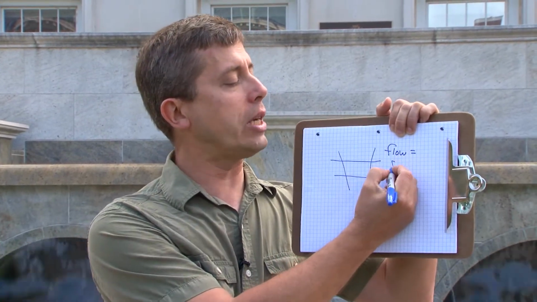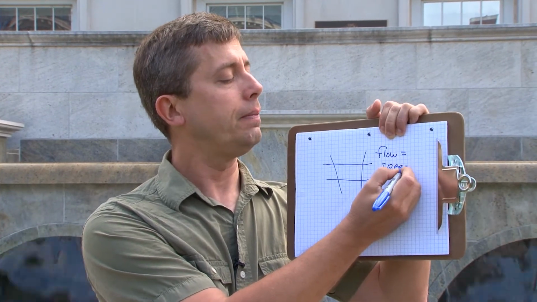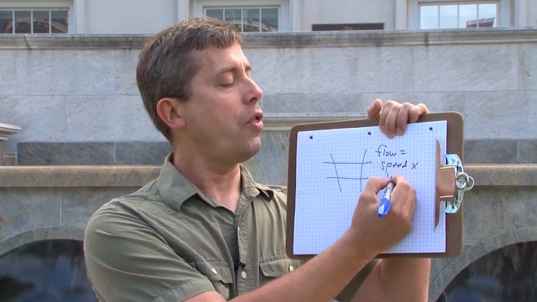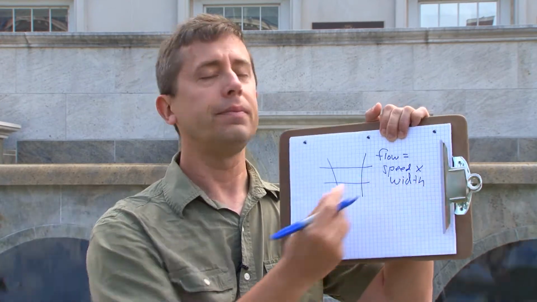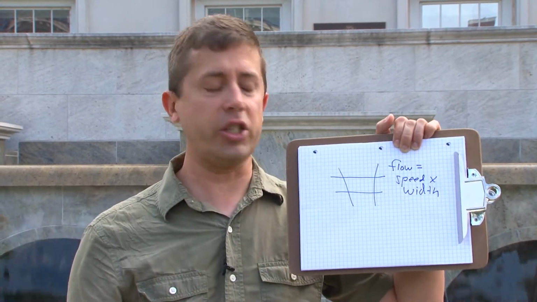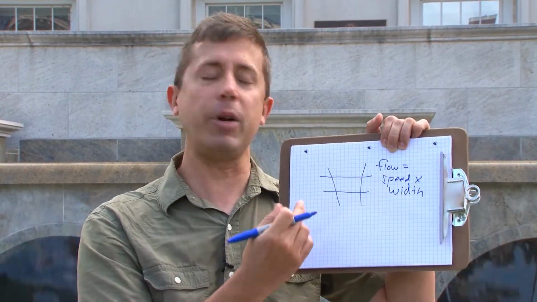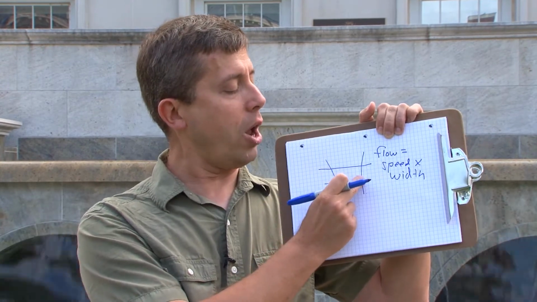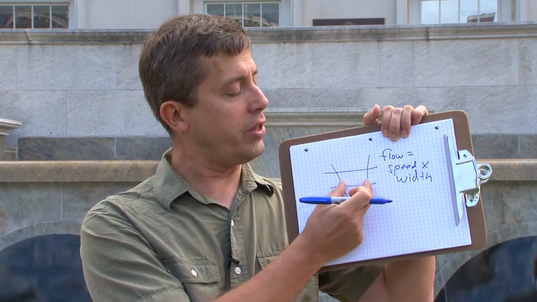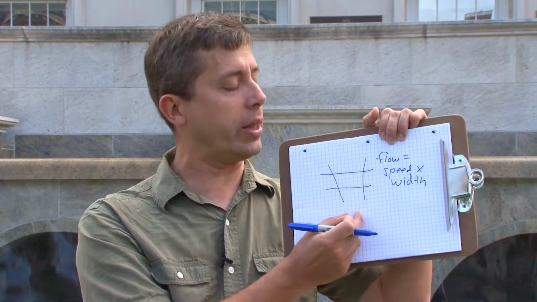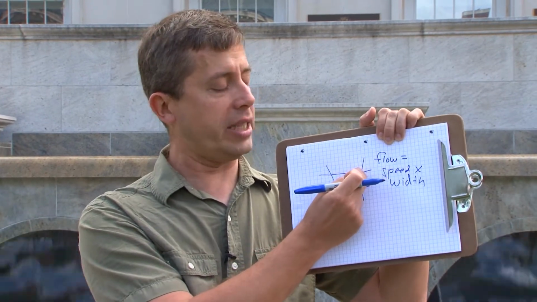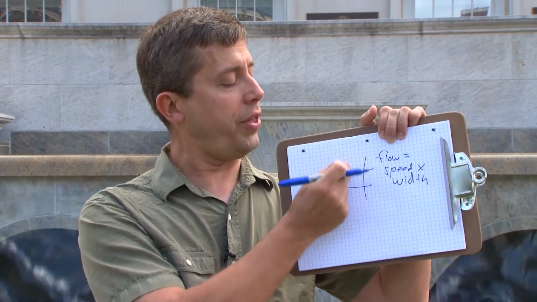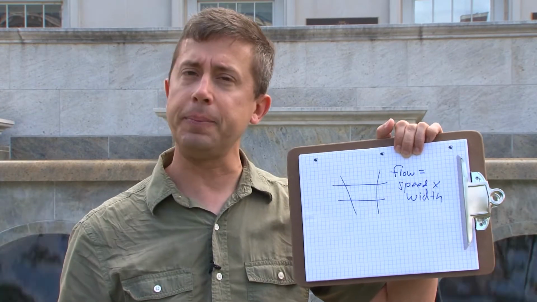So the flow is equal to the speed times the width. A very simple relationship. It's very clear. That tells us how much water. So the amount of water flowing past here is the width there times the speed it's flowing there. Or right here, same thing. The width times the speed it's falling past that line.